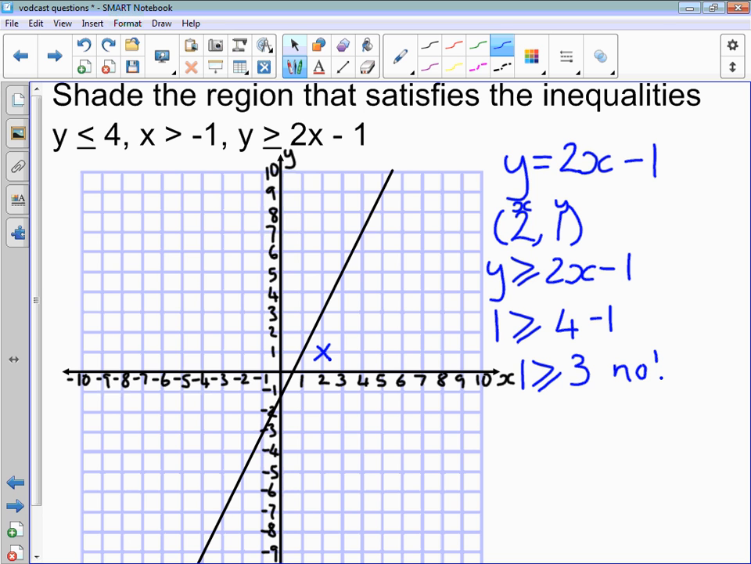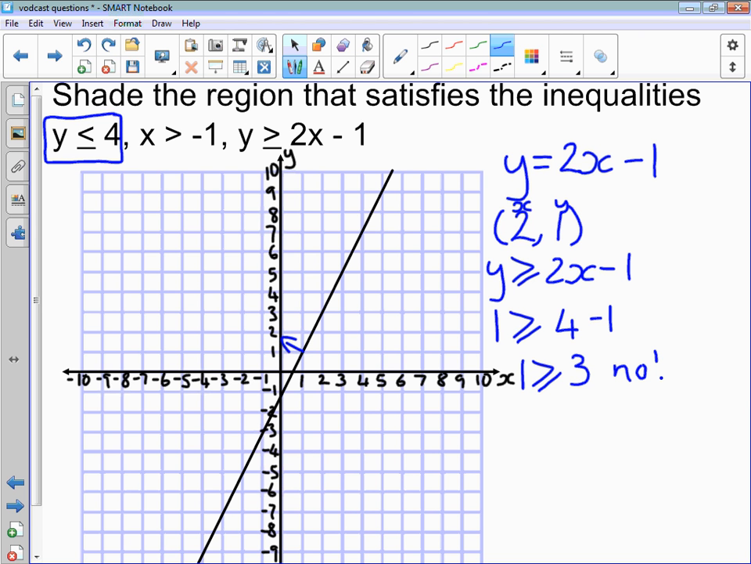At this point, I'm not going to do any shading. I won't shade until I've got all 3 lines drawn on, but I'm going to remind myself that this point here does not satisfy the inequality. So what I might do is just draw a little arrow to remind myself it's that side of the line that satisfies the inequality. Now I'm going to do the slightly more straightforward inequalities.